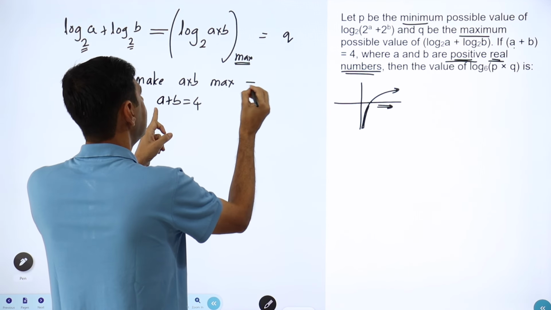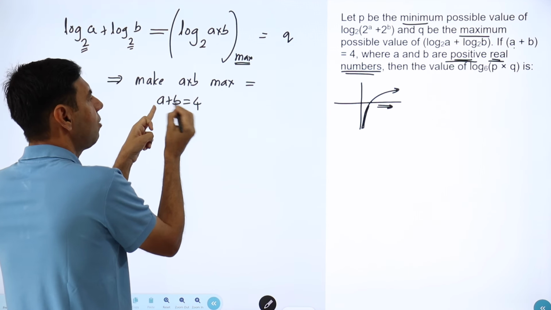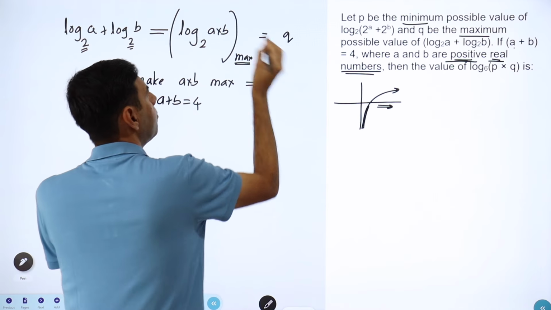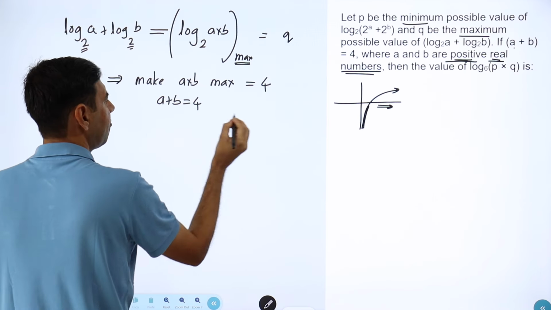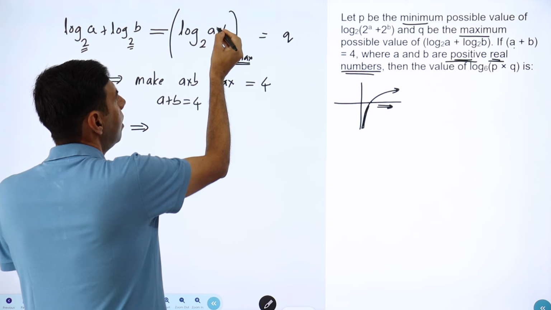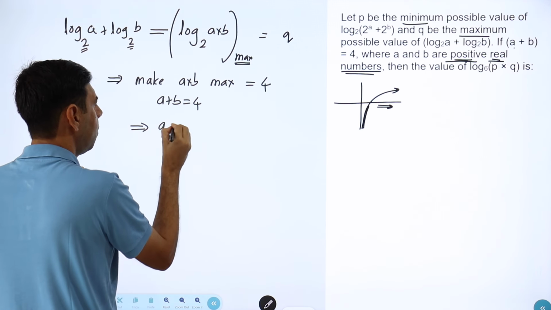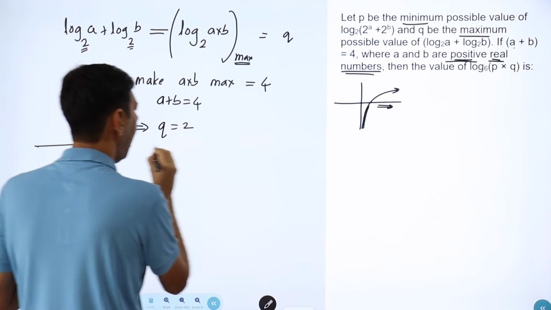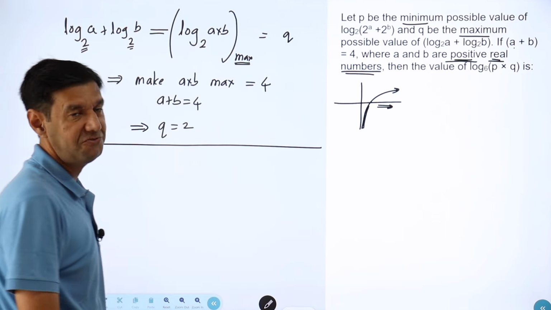So what is the maximum value of this? Make them equal, 2 and 2, as A plus B is 4. So put 4 over here. So what do you get from this whole thing? You get 4, so log of 4 to the base 2 is 2. Q is equal to 2. So you will have more confidence now going to the first one.